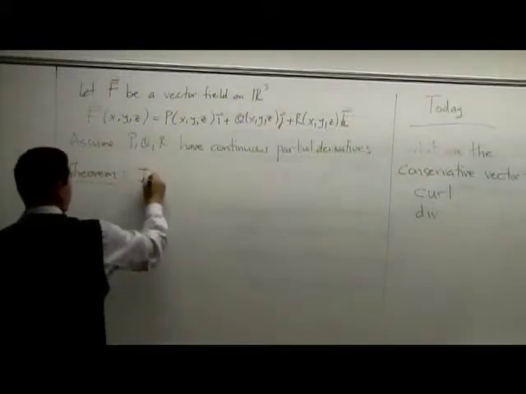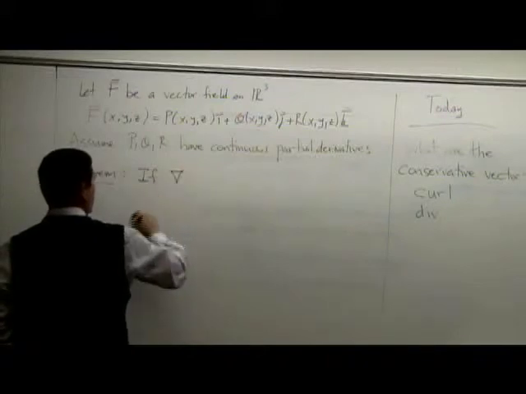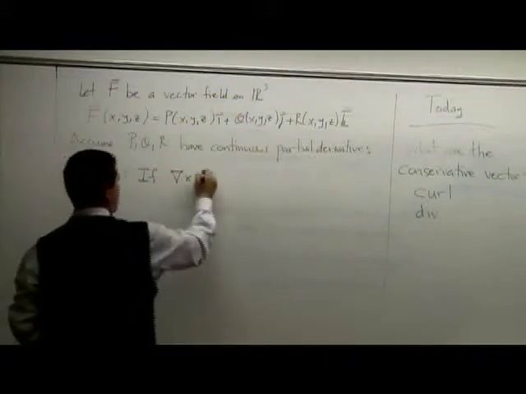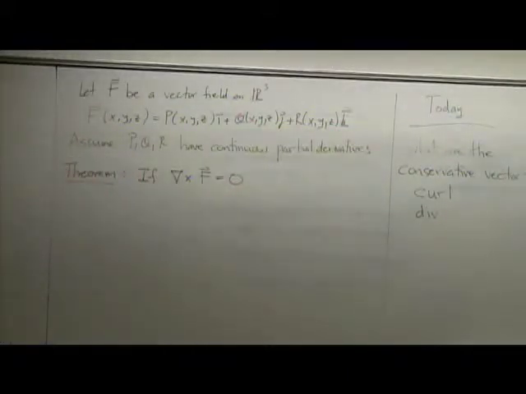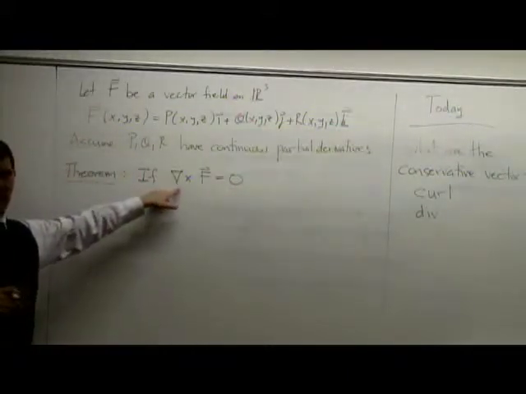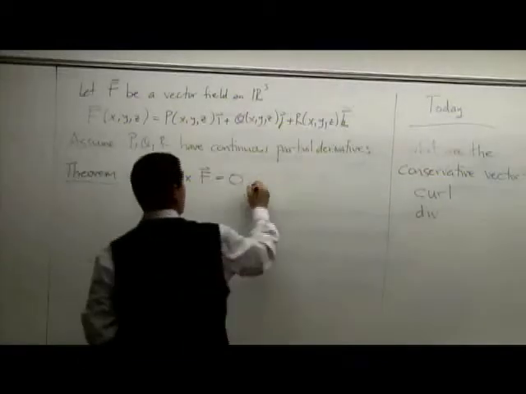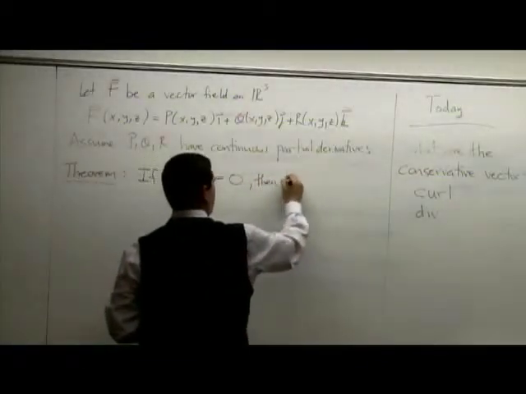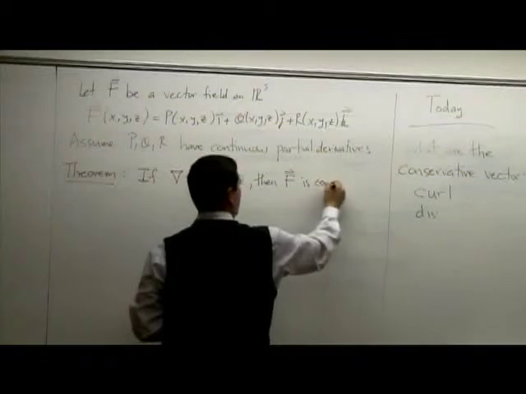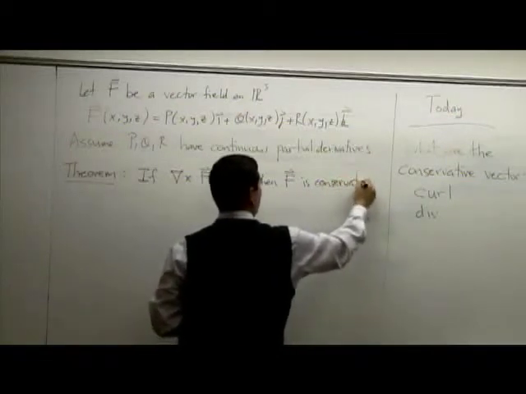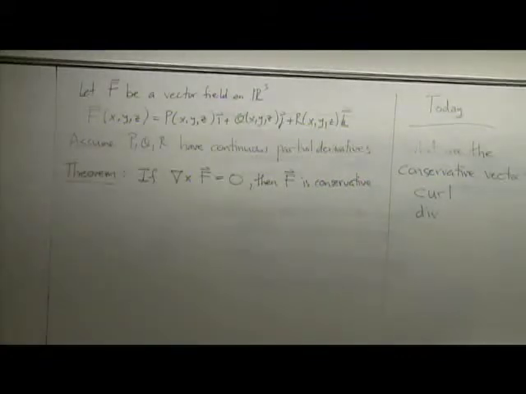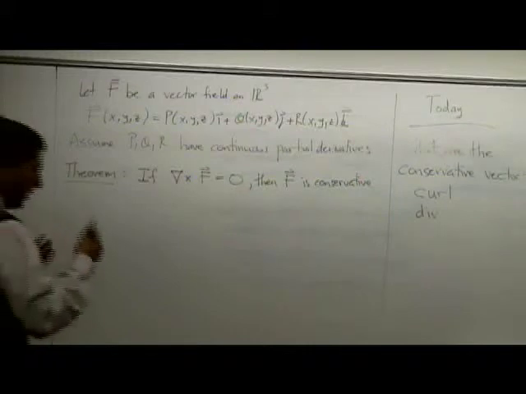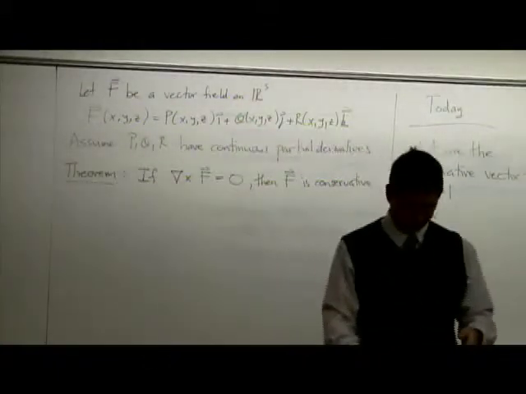Okay. So there's a theorem, and it says that if the cross product of the gradient with the vector field is 0, and I'll tell you exactly what I mean by this in a second, then F is conservative. So conservative means that F can be written as the gradient of little f, for some function f.